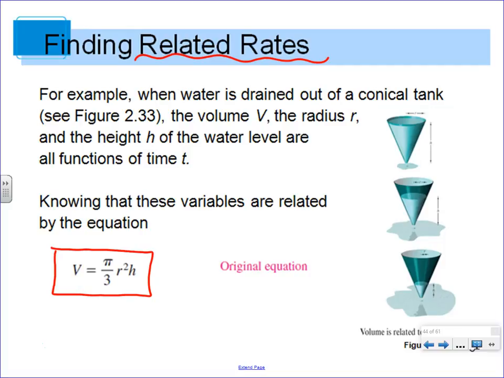Oh, okay. So then, if we're trying to figure out the rates, we need to take the derivative, but the derivative with respect to what? We want to know how volume is changing with respect to radius? No. Volume with respect to height? Really, we want to know how all of them are changing with respect to time.